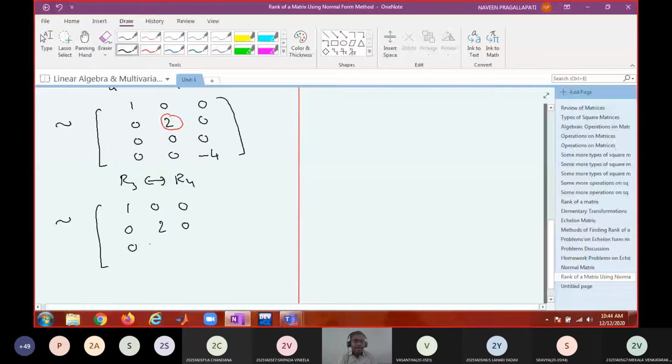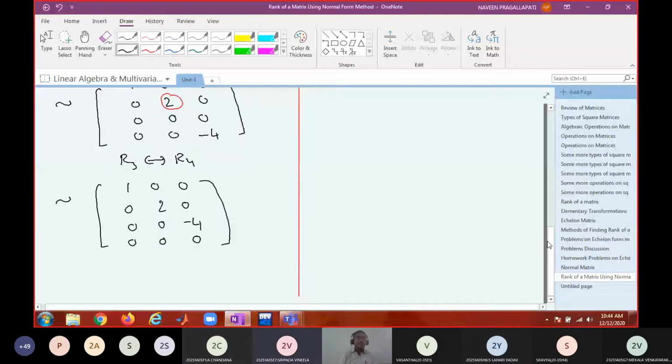Is our task over? No, because a normal matrix contains only ones as non-zero entries. Am I right? So you have to make these two entries one. For that, you can apply either row transformations or column transformations. Which one do you want me to apply? Row. Okay, I will apply row.